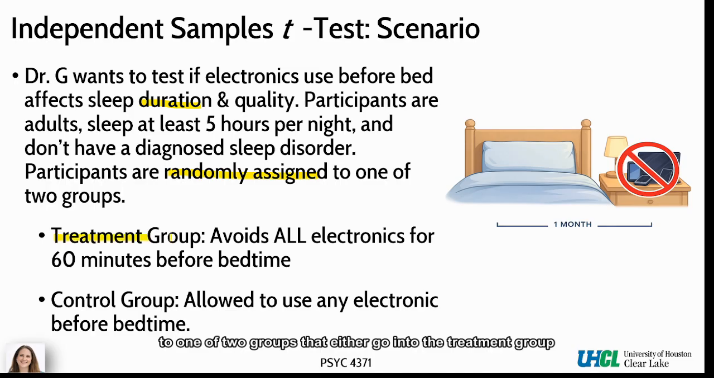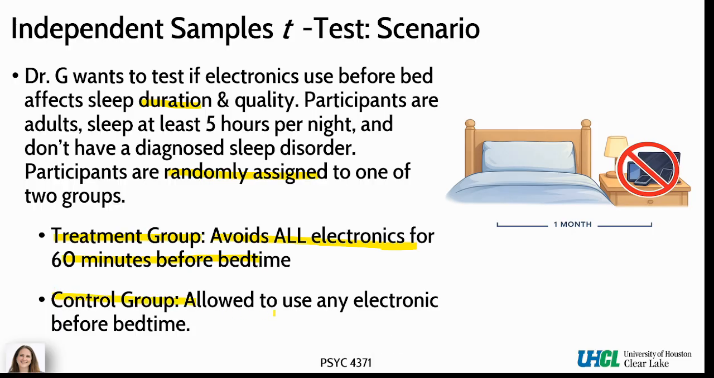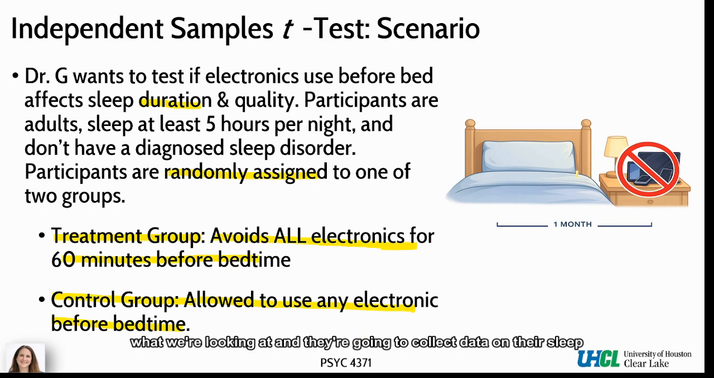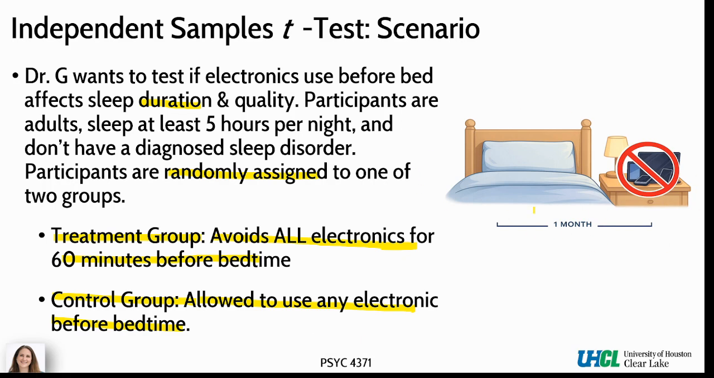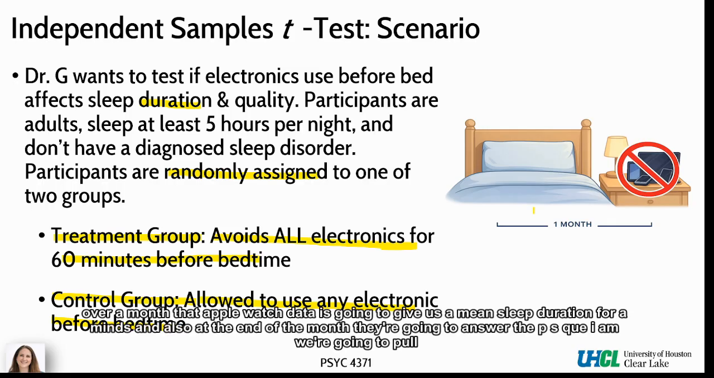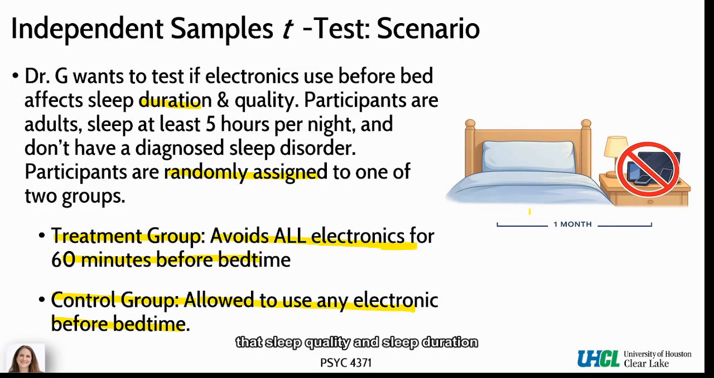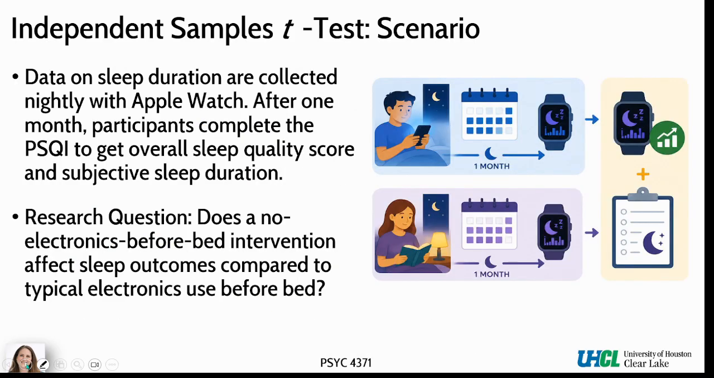They either go into the treatment group, which avoids all electronics for 60 minutes before bed, or they go into a control group, where they're allowed to use any electronic, what they would normally use is what we're looking at. And they're going to collect data on their sleep over a month. That Apple Watch data is going to give us a mean sleep duration for a month. And also at the end of the month, they're going to answer the PSYC, and we're going to pull that sleep quality and sleep duration data from it to get our means.